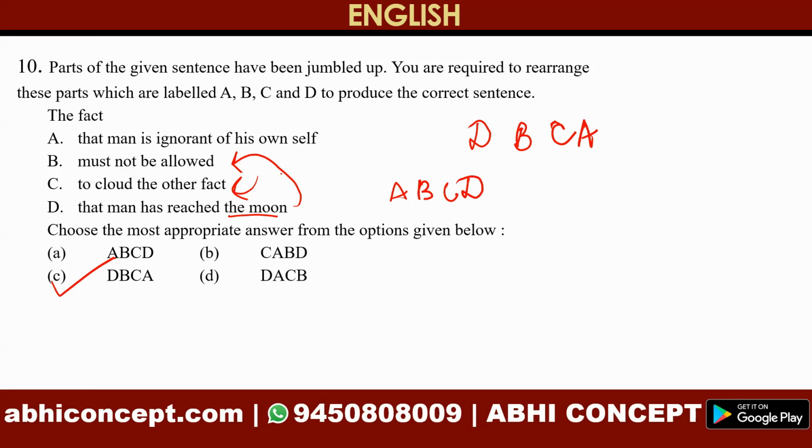Okay, now this is not really making sense. If I go by the sentence that the fact that man is ignorant of his own self must not be allowed to cloud the other fact that man has reached the moon. यहाँ पे हम basically ये बताना चाह रहे हैं कि we have this fact कि इंसान चांद पे पहुंच चुका है, but that does not deny the fact that man does not know what he can do. Okay. So a man that has reached the moon, a fact should not allow to cloud the other fact that the other side is man is also ignorant of his own self. Okay, so C is the most appropriate answer.